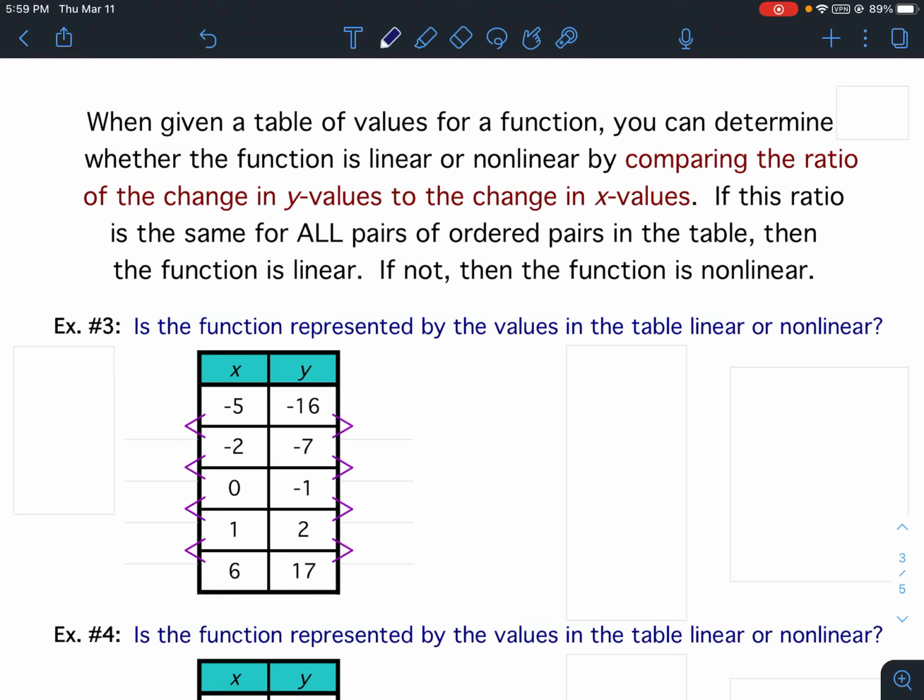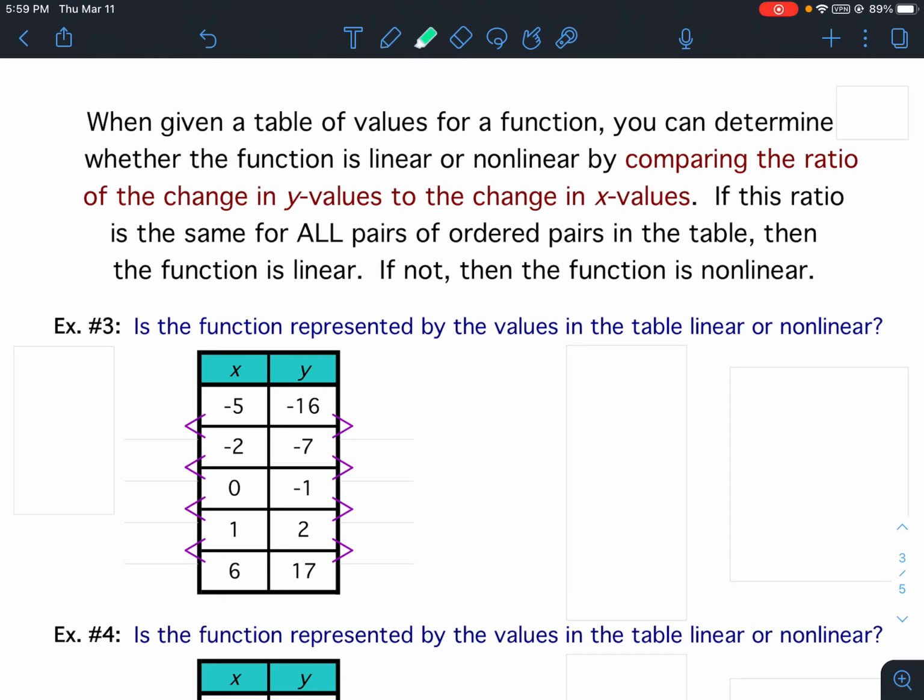Linear and nonlinear functions, lesson 14 notes. When given a table of values for a function, you can determine whether the function is linear or nonlinear by comparing the ratio of the change in y values to the change in x values.